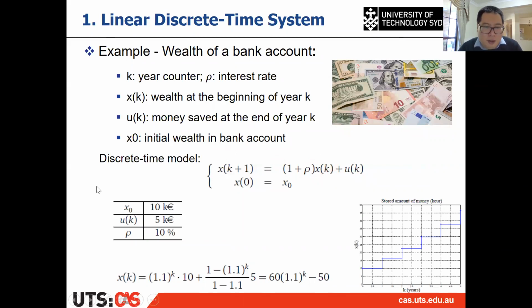And here's an example. Suppose the initial wealth in my bank account is 10K. Then if every year I save 5K in it, and the interest rate is 10%, which is not that high, but suppose it's 10%, then you can put those numbers back into your linear discrete time system. Then we can get the solutions.